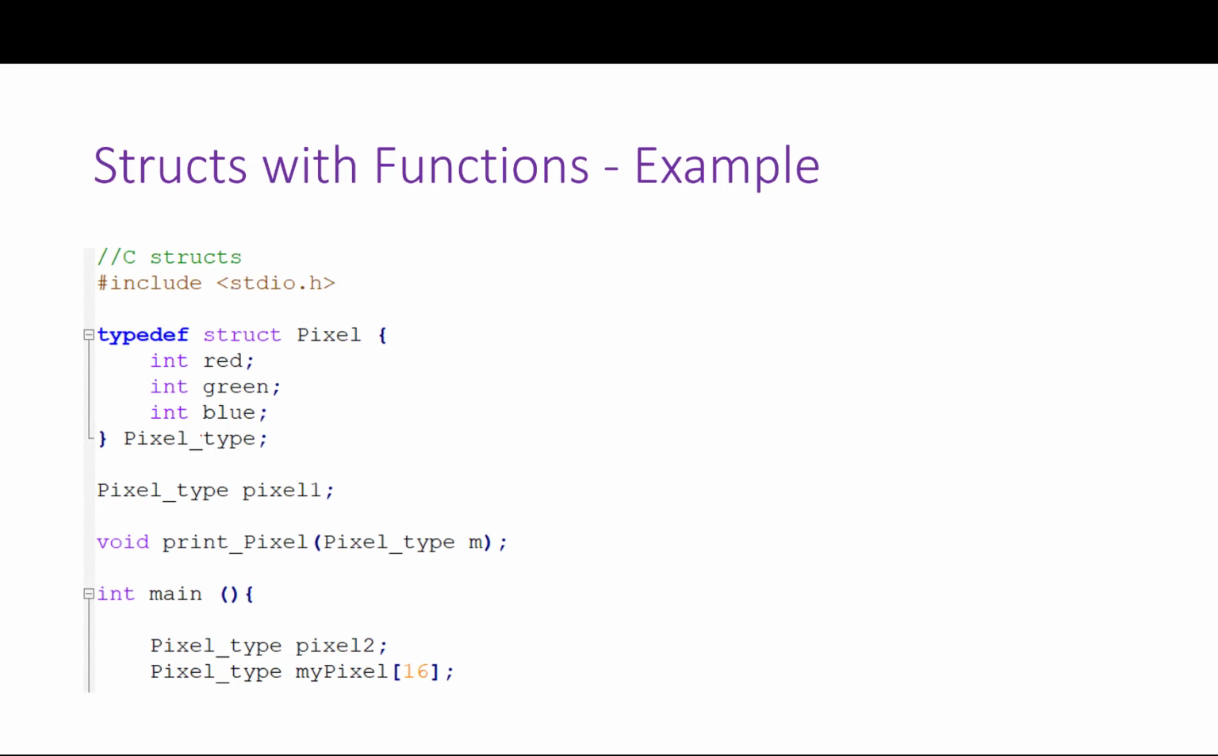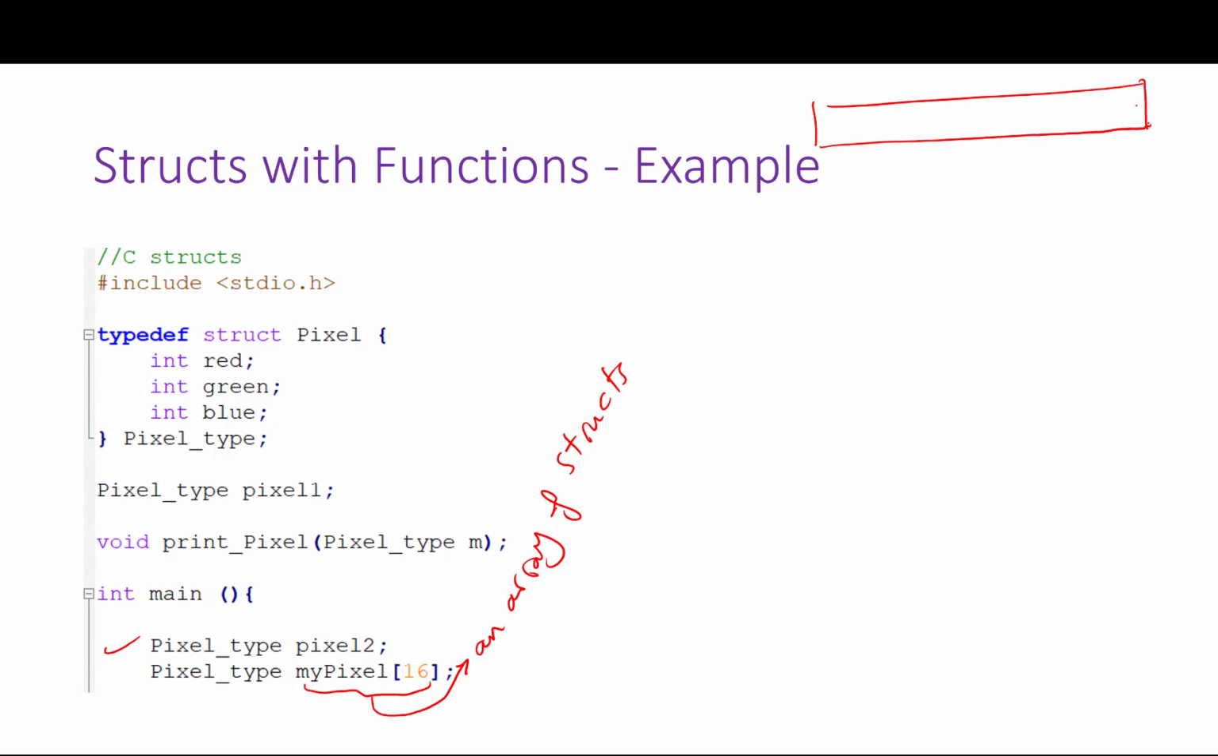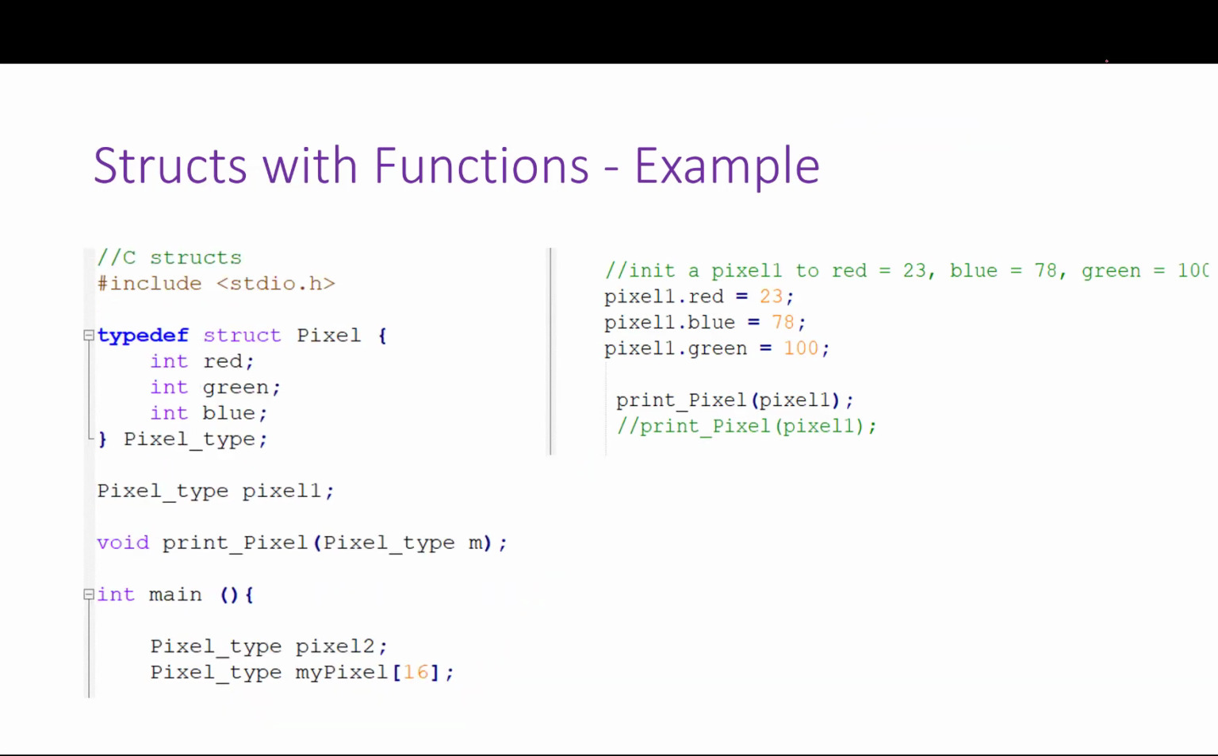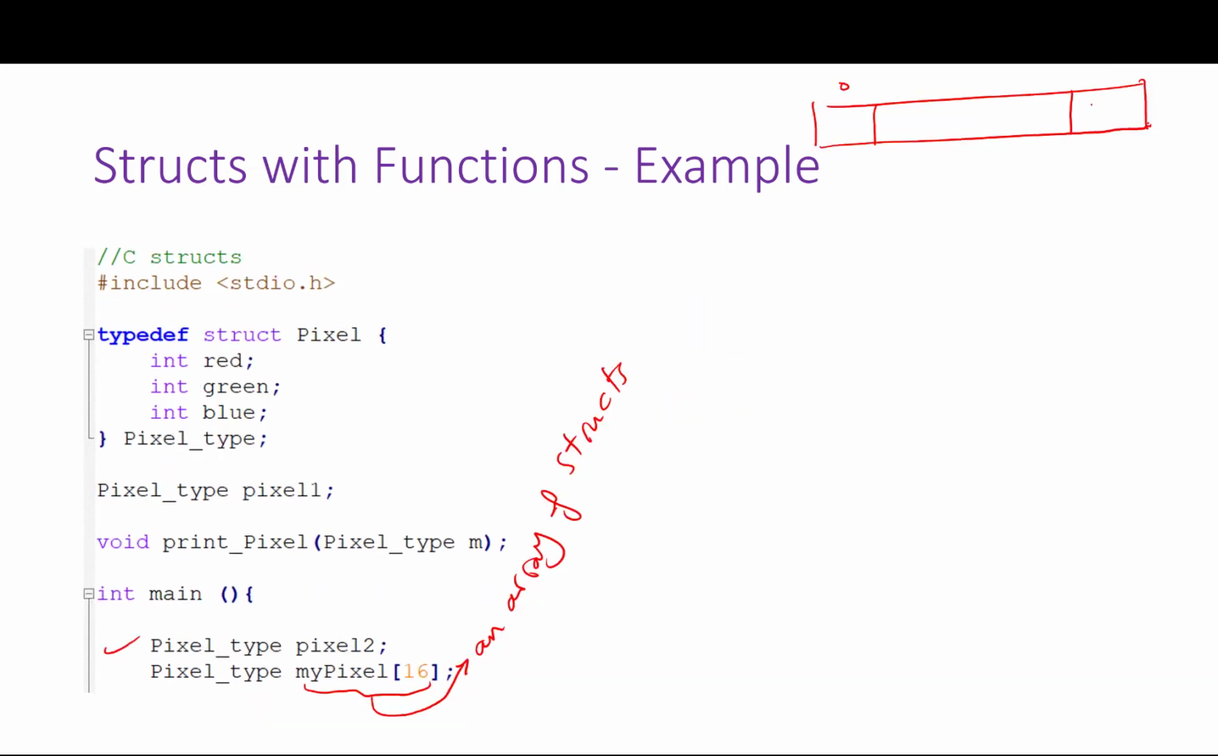And remember here, since I use typedef, I'm using directly pixel type, and then pixel type my pixel 16. What is the meaning of that? The meaning of that is I'm having here an array of structs, right? So if you want to represent this, you will find that you will have here, this is 0, and this is 15, okay?